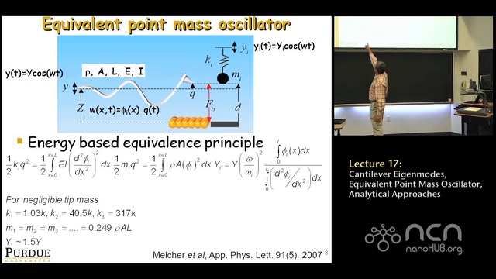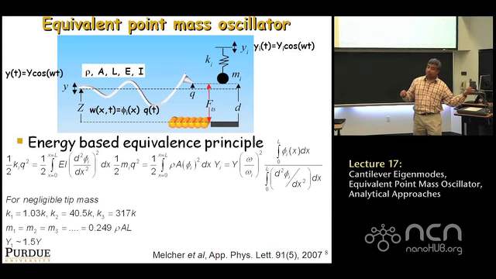If you choose to drive the second eigenmode, the spring constant is 40 times that of K. If you choose to drive the third eigenmode, it's 317 times K. All these numbers work out by doing the integral using the mode shapes shown on the previous 2 slides.